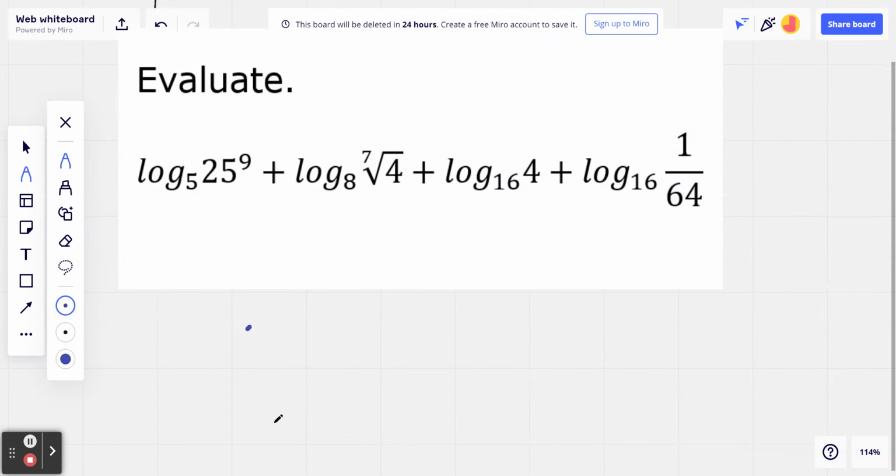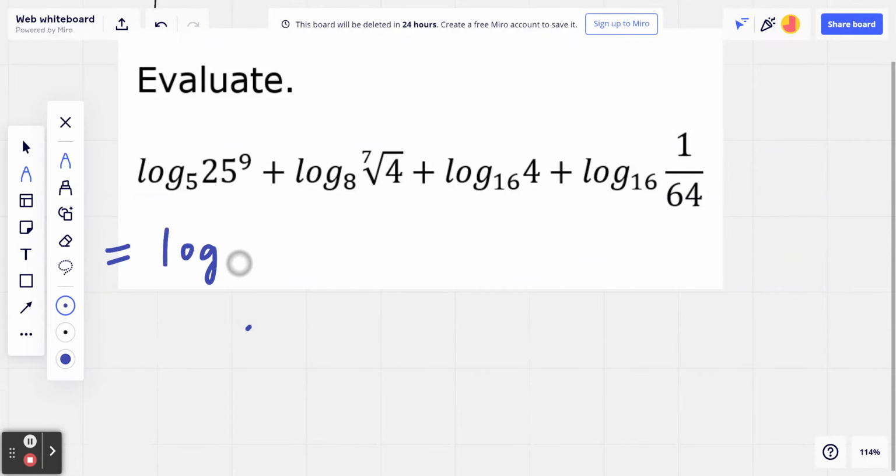Hi everyone, let's take a look at the following example. Evaluate log base 5 of 25 to the power of 9, plus log base 8 of the 7th root of 4, plus log base 16 of 4, and log base 16 of 1 divided by 64. Let's begin. Step number 1.